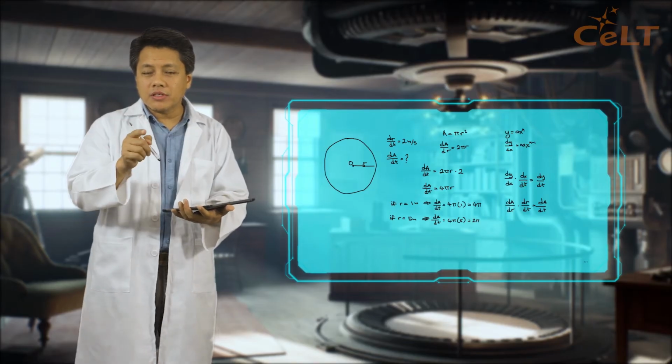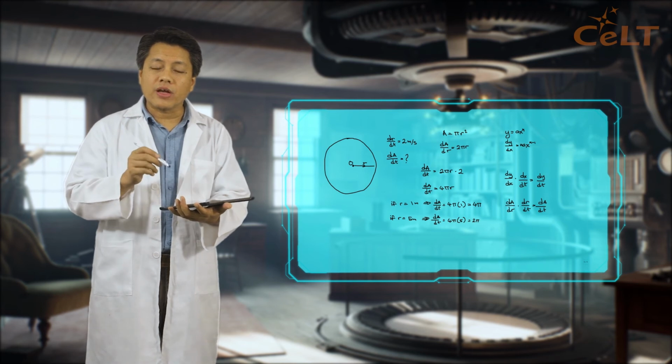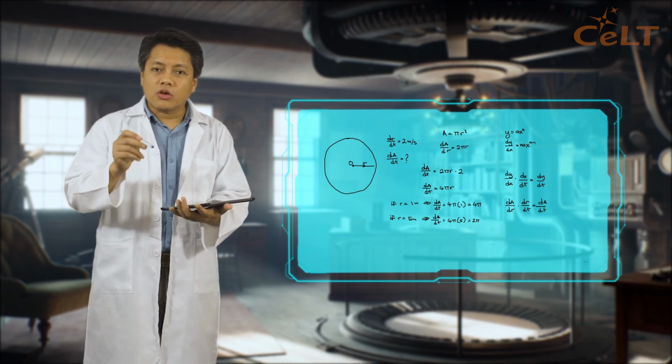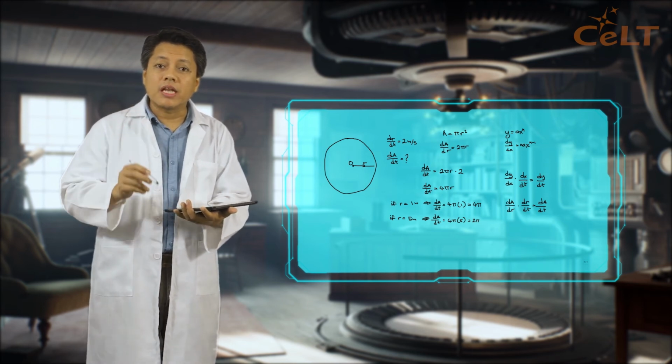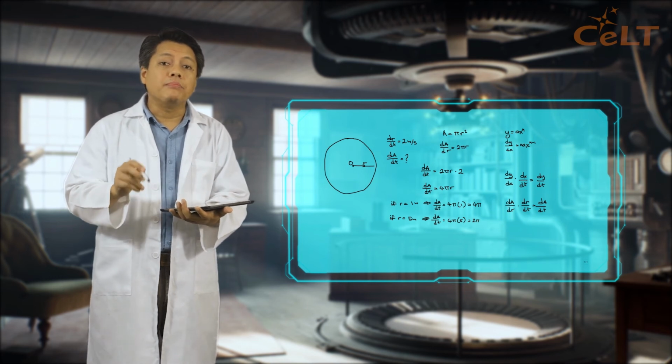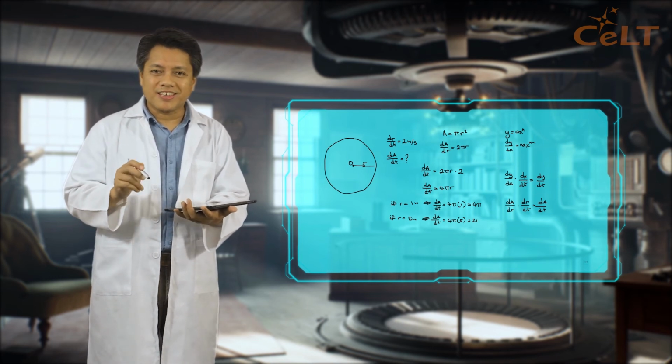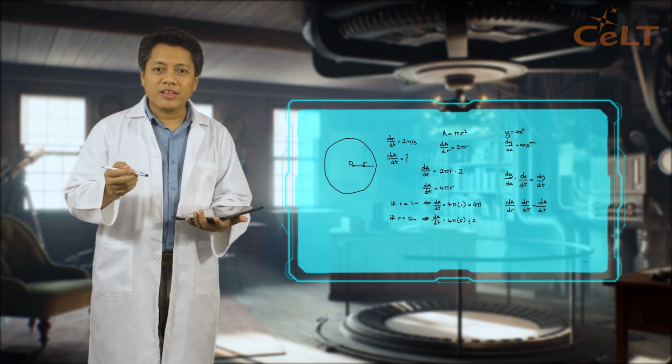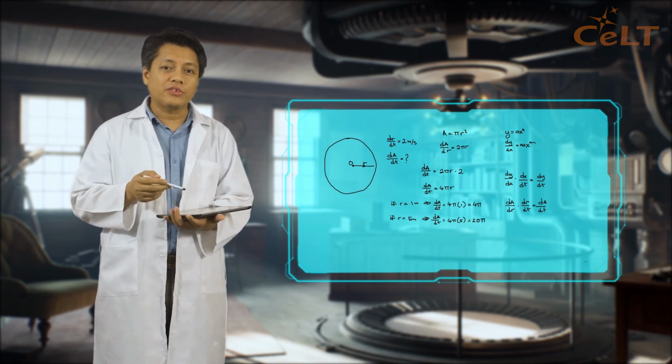So at an instant where the radius has grown to be 5 meter, the rate of change of the area of the circle is now 20 pi meter square per second. So that's how great it is using the formula of differentiation and the chain rule.